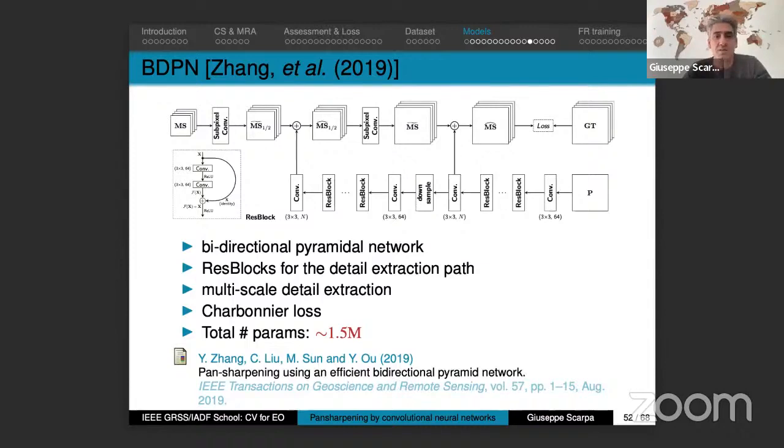A particular loss function is used here that is called the Charbonnier loss, a function that basically approximates the L1 norm when the error is sufficiently large, but it also has an offset when the error is zero or close to zero.